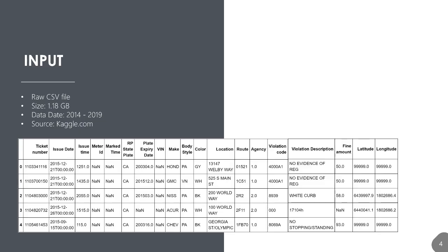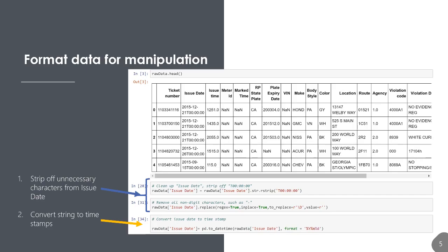As I mentioned earlier, my input is a raw CSV file, and it's about 1.2 GB. The range of the data is from 2014 all the way to 2019, I believe early March. So the data set is huge, and the trend that we see should be fairly accurate. What you can see here is the first column is the ticket number. Every ticket number is unique, so we can do our count with the ticket number, and then issue dates, time, and so on and so forth.